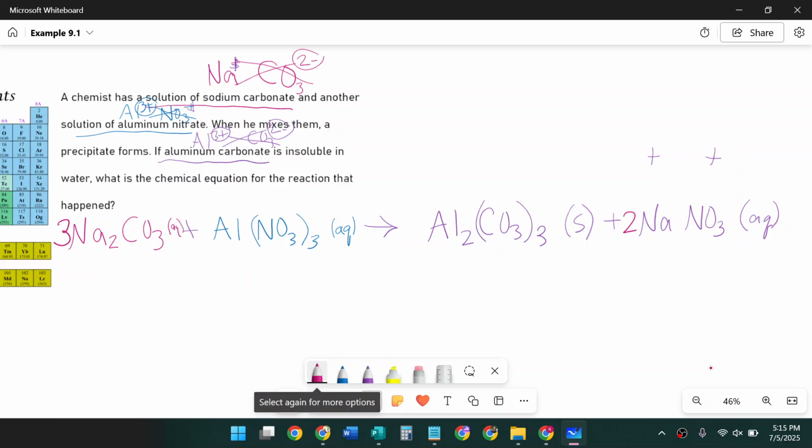On the left we have 1, 2, 3 oxygen plus 9 more, that's 12 oxygen, and on the right we have 9 plus 6 oxygen, and I got the 9 from 3 times 3, and I got the 6 from 2 times 3.